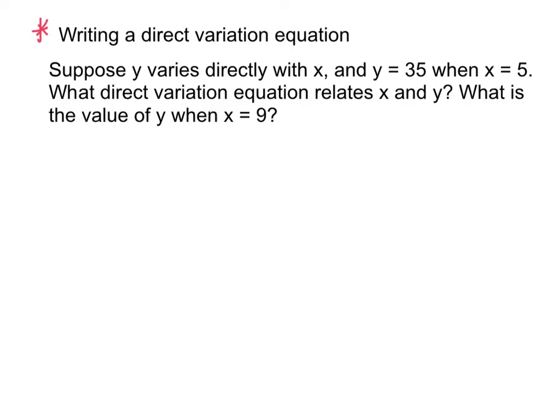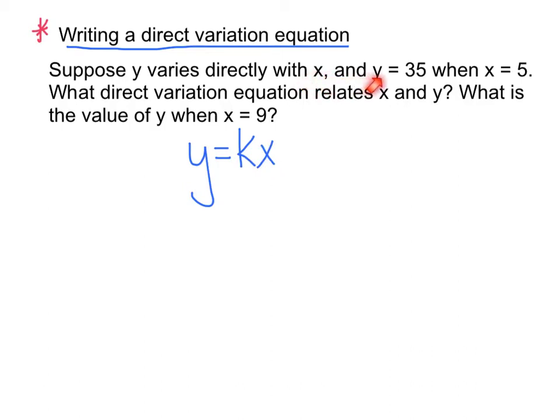The next part of your book is problem 2. This is the second thing they're asking you to do, and that's to write a direct variation equation. This problem is online. It's not in your book, but if you want to write it down, you may, but you do not have to. Suppose y varies directly with x. Now here's what that's saying. It's telling you that your equation has to be in the form y equals kx.